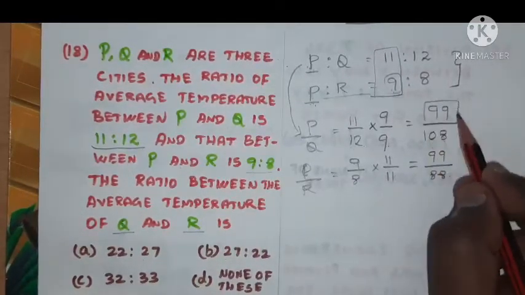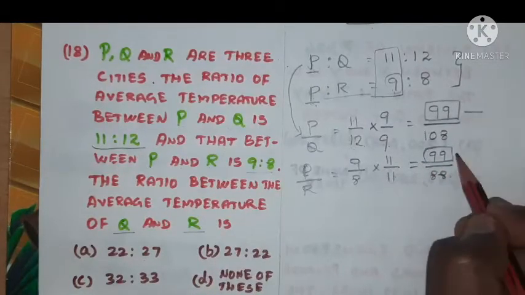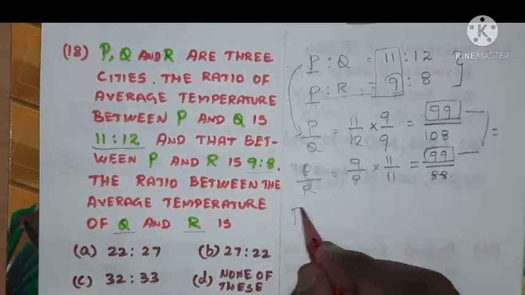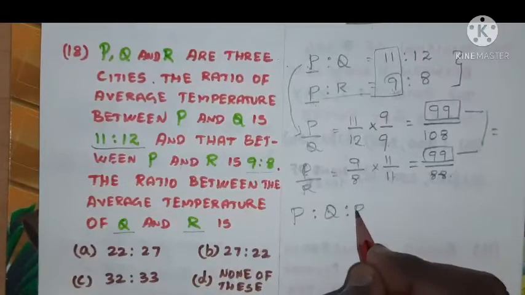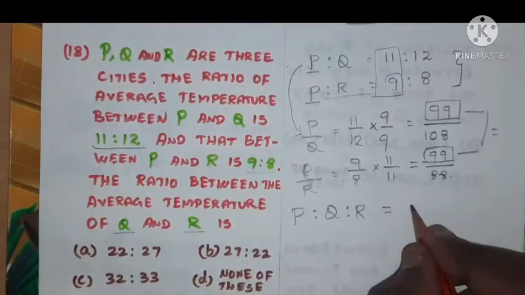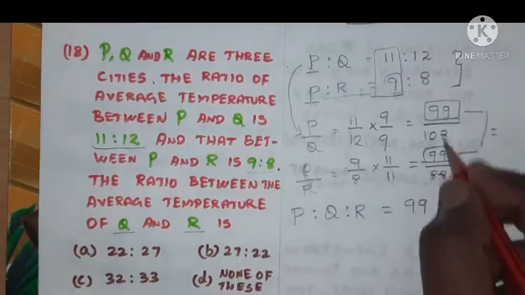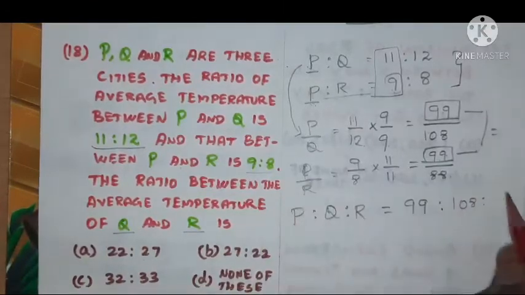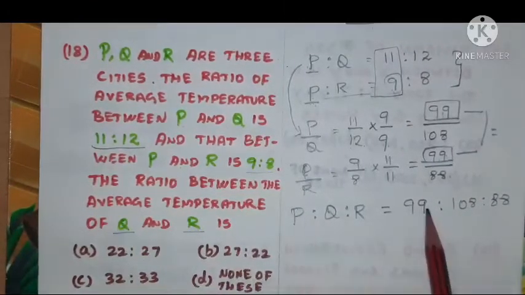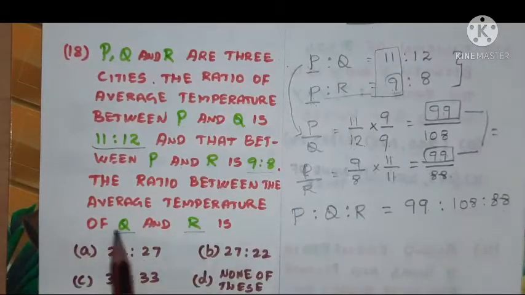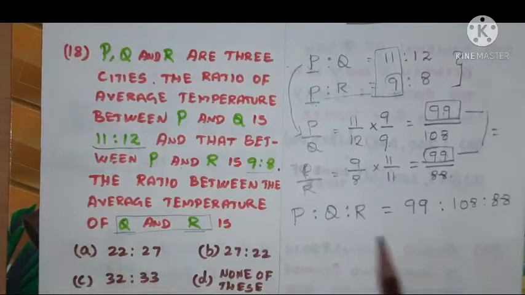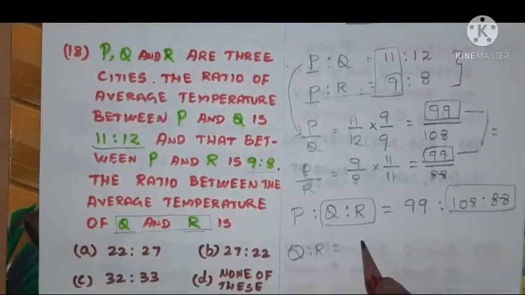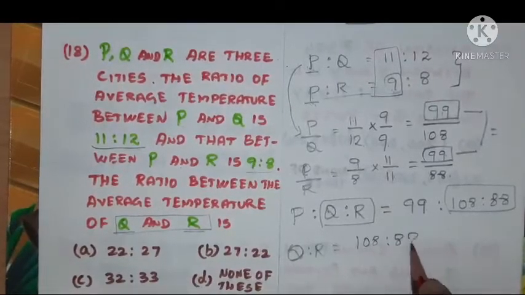Now look out, the antecedents of these two ratios are equal. Now the ratio of P is to Q is to R can be written as 99, because the P value is 99, is to Q is 108, where R is 88. P is 99, Q is 108, R is 88. Now what's the question exactly? Ratio between Q and R. So Q is to R is equal to 108 is to 88.